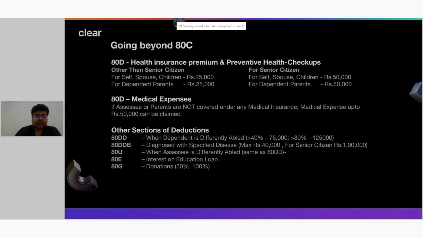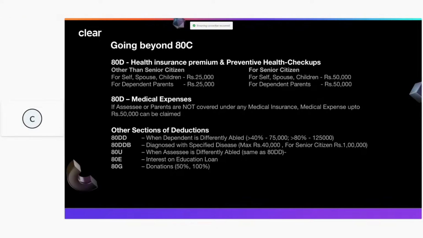Now, if your parents are also dependent on you and they are not senior citizens, you can take a maximum of up to 25,000 rupees as well. However, if your parents are senior citizens, in that case, the premium amount extends to 50,000 rupees. And if you are a senior citizen, then also it is extended to 50,000 rupees.